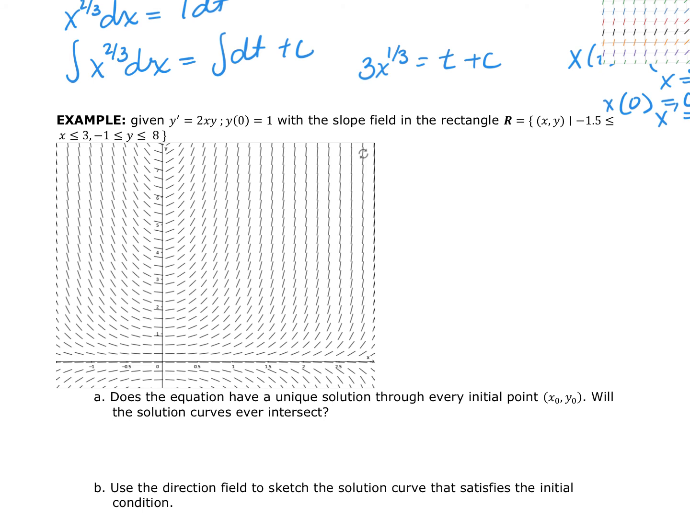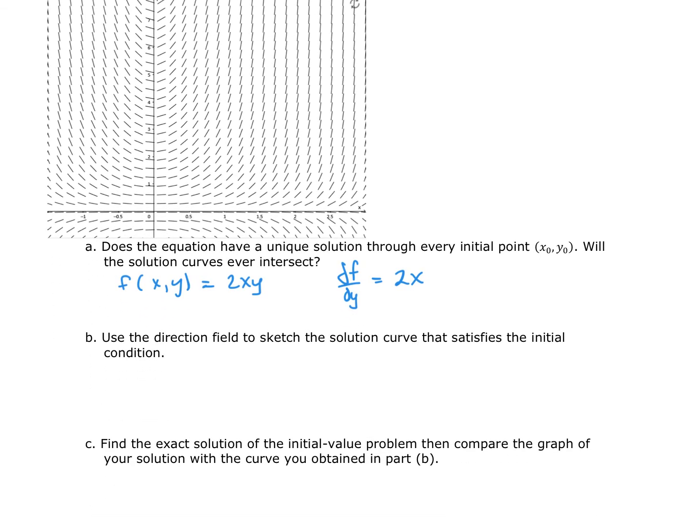Does the solution have a unique solution from every single initial point, and will the solution curves ever intersect? So again, we're going to see if our function f of x, y, which is equal to 2xy, is continuous everywhere, and its partial derivative with respect to y is equal to 2x, and that's continuous everywhere. So yes, it will be unique, and no, they will never intersect.